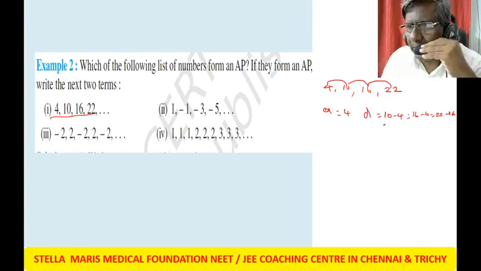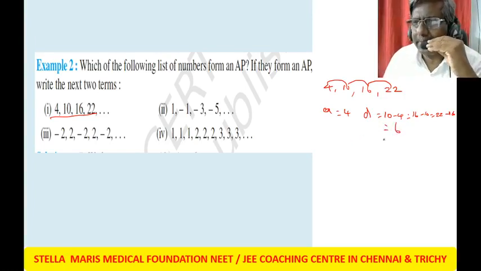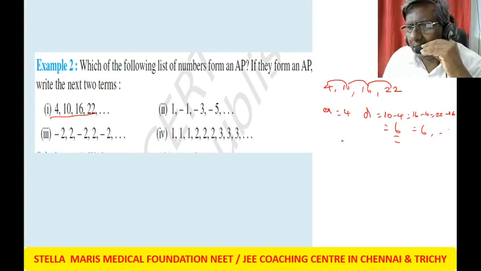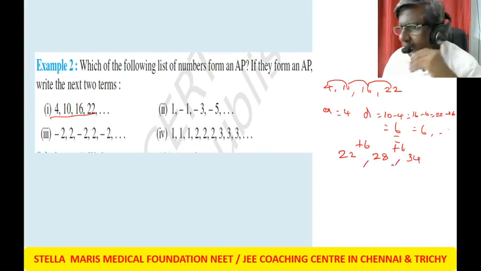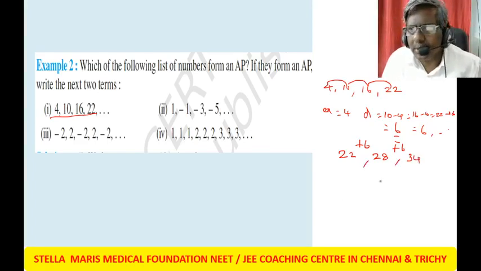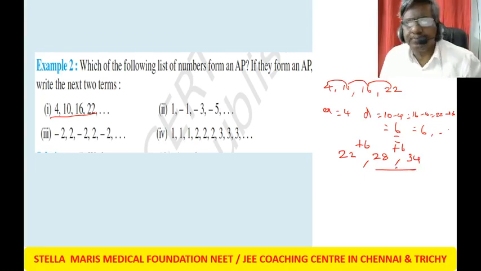See, 10 minus 4 will be 6. So D is 6. So everywhere it is 6 only. So it is an AP. It is an AP where the common difference is 6. Write the next two terms. After 22, 22 plus 6 will be 28. Then plus 6 will give you 34. This will be like this. The next two terms will be 28 and 34.